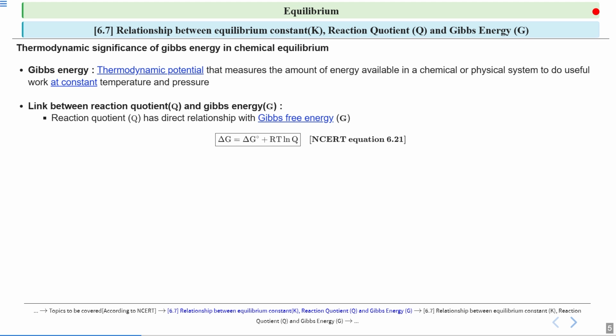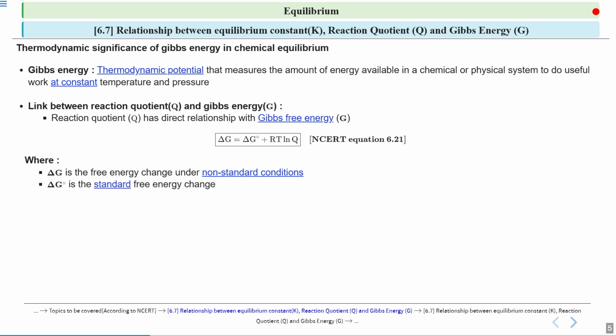It is written as delta G equals delta G naught plus RT ln Q. Now what are delta G and delta G naught? If G is the Gibbs free energy, then delta G is the Gibbs free energy change, so delta represents change. This is at non-standard condition. If you take standard condition, then we call it delta G naught, the standard free energy change.